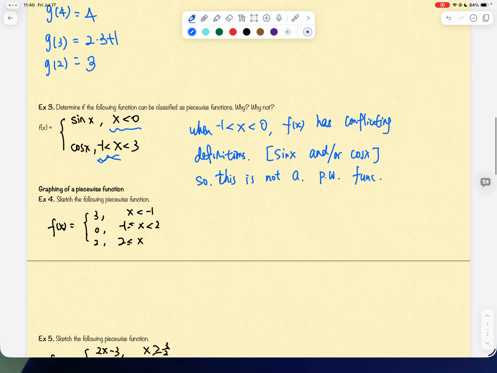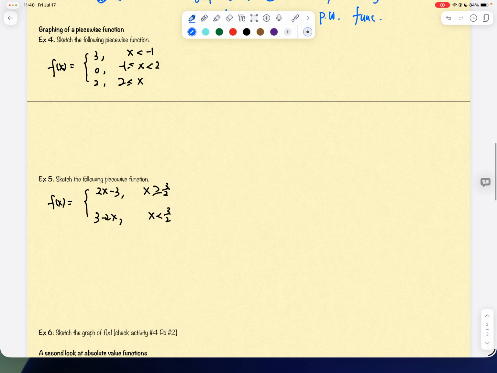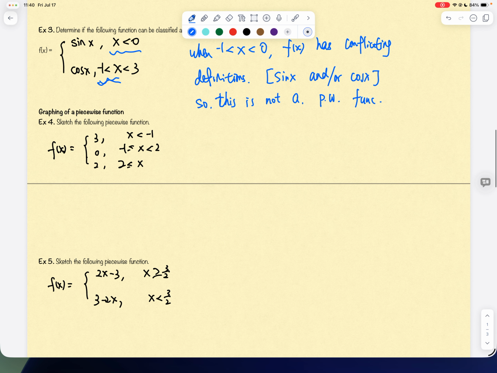Okay, so to sketch the graph, which is the last thing we want to take a look at for the discussion of piecewise functions, we will dive into details of graph sketching. So let me record another video for this.